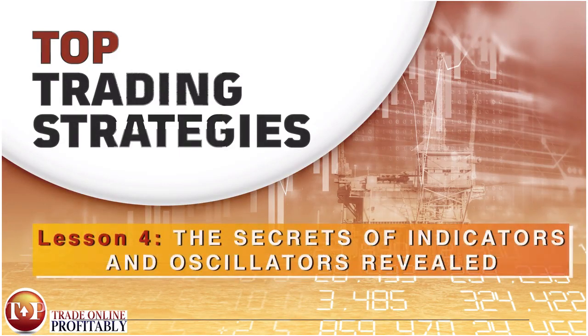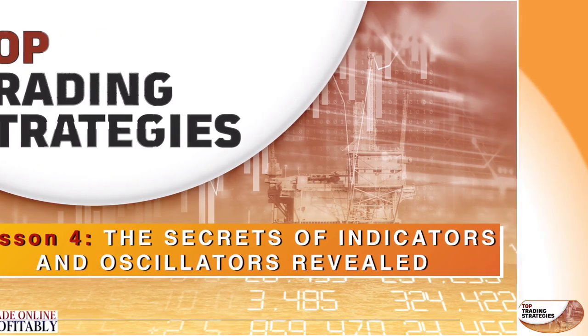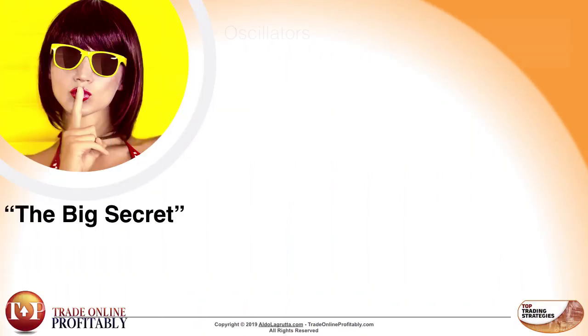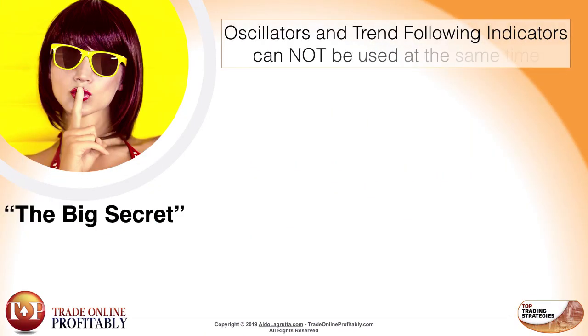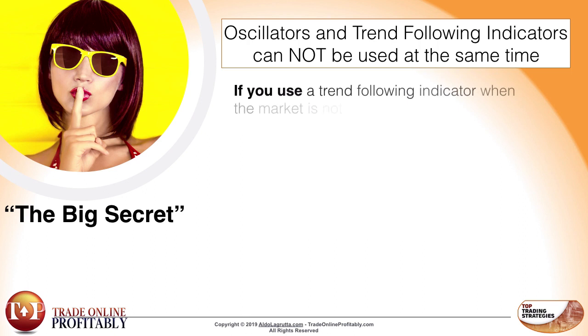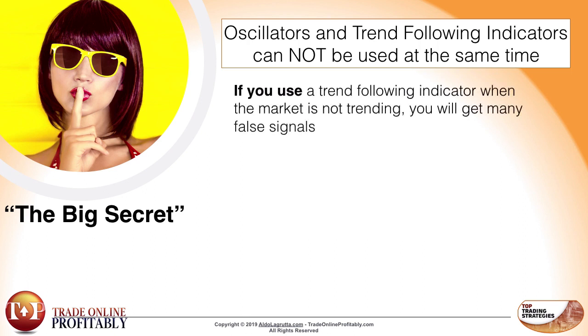Lesson 4. The secrets of indicators and oscillators revealed. Here is the big secret to oscillators and trend-following indicators. They cannot be used at the same time. If you use a trend-following indicator when the market is not trending, you will get many false signals.